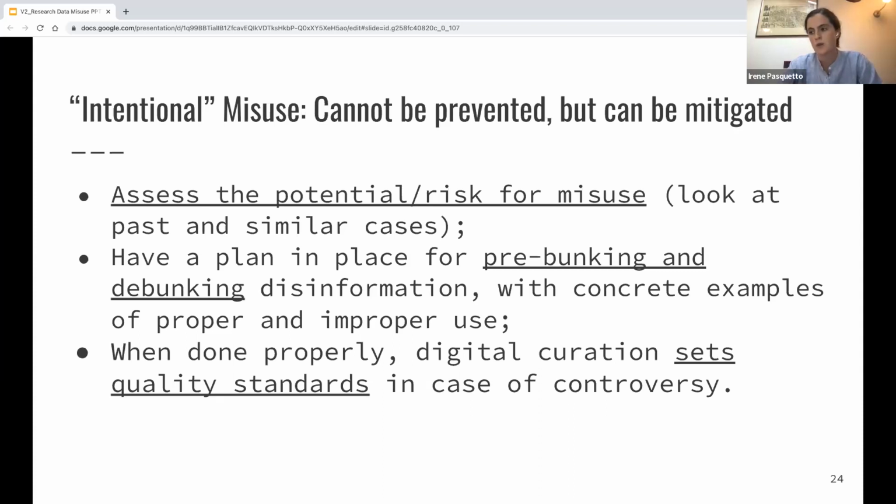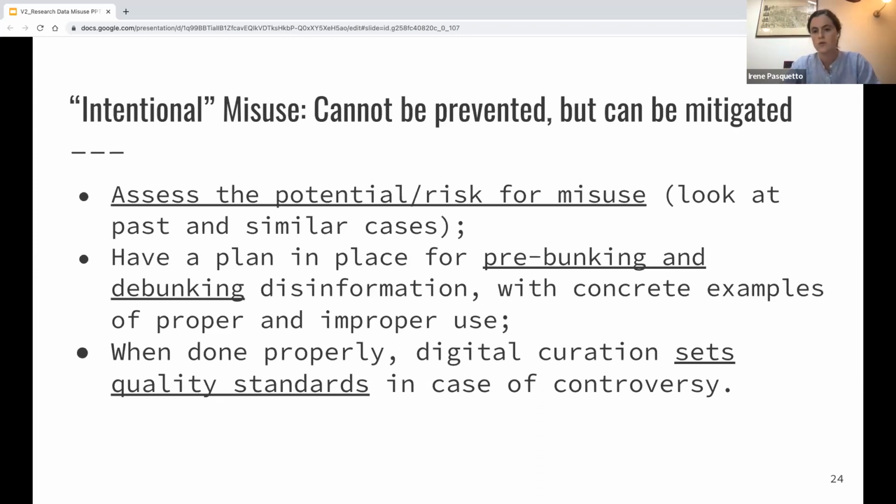So the first thing would be to assess the potential risk for misuse, looking at the past, if it's possible, and similar cases of data misuse. But the most important strategy here would be to have a plan in place for pre-bunking and debunking the disinformation that might come out of this intentional misuse, with concrete examples of proper and improper use.